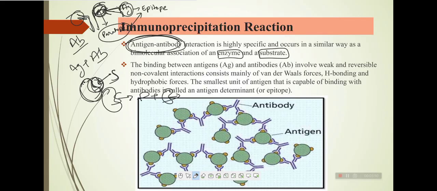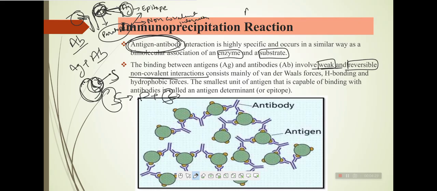They interact with each other through non-covalent interactions, like van der Waals interaction and hydrogen bonds. So the binding between antigen and antibody involves weak and reversible non-covalent interaction, right? Weak and reversible non-covalent interaction. Reversible means what?